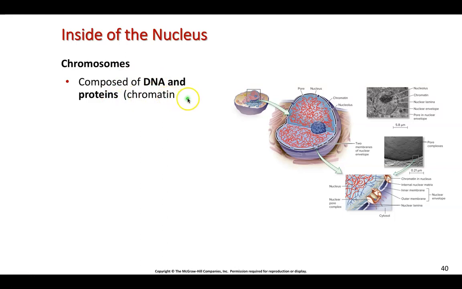Whenever we're looking at the DNA and proteins itself, when it's not compacted, we call that chromatin. So remember, chromosomes are tight and very structured, while chromatin is loose. So think of chromatin as being loose, and chromosomes as being tight. Chromatin loose, chromosomes tight. Try to remember that, because then you might see it a little bit later.